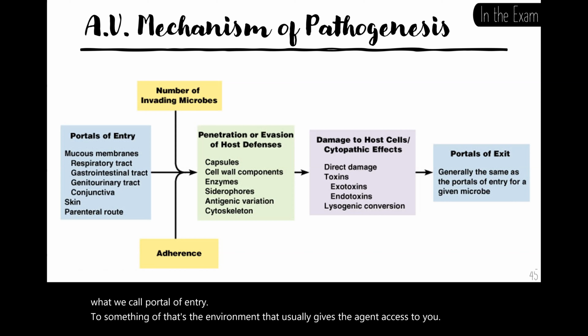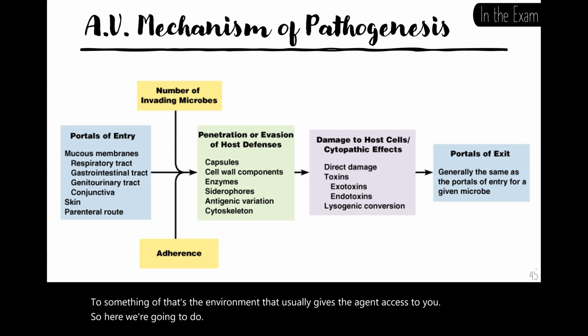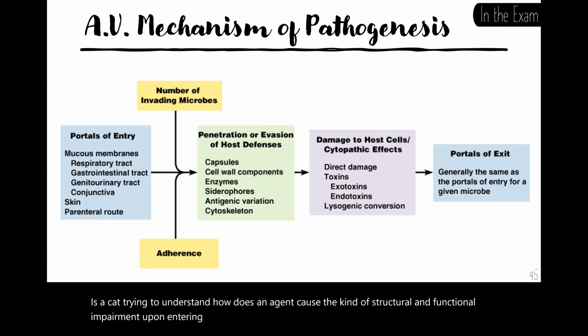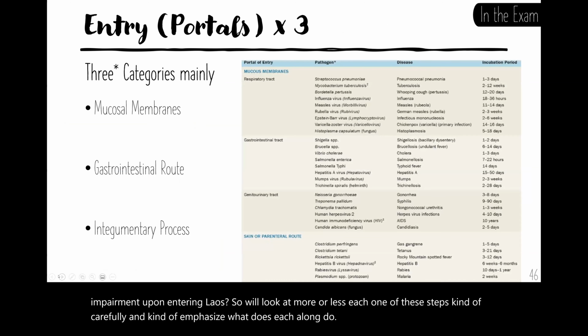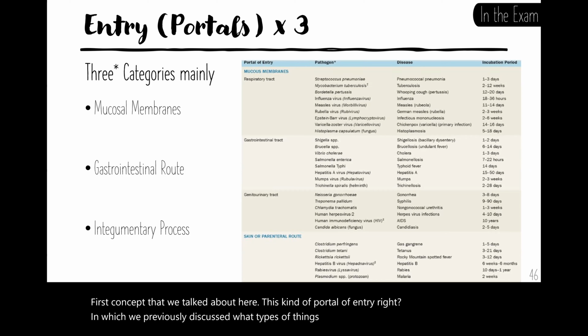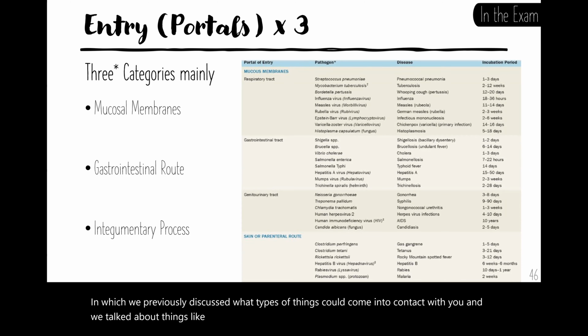Okay, so here what we're going to do is try to understand how an agent causes structural and functional impairment upon entering the host. So we'll look at each one of these steps carefully and emphasize what each of them does. So the first concept that we talk about here is this portal of entry, right? In which we previously discussed what types of things could come into contact with you. And we talked about things like droplets and fomites or a vehicle and so on and so forth. But the way that they gain access to you is what we call the portal of entry.